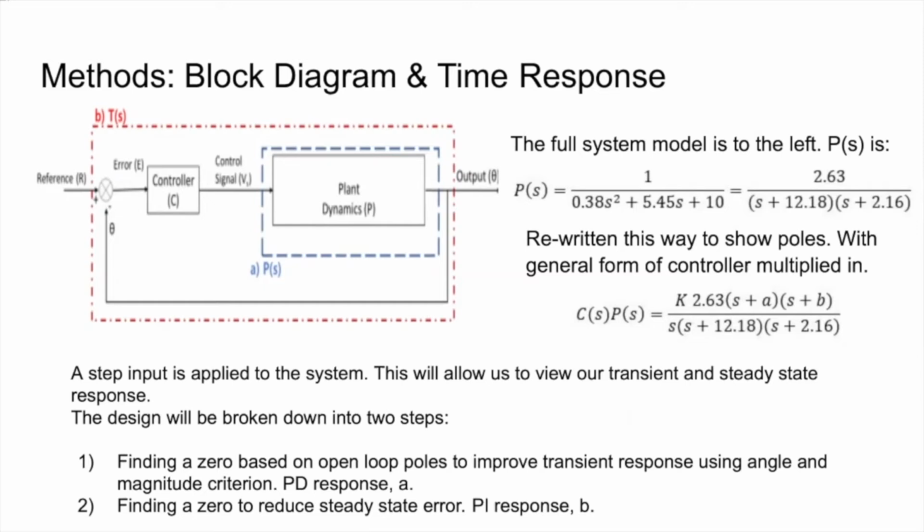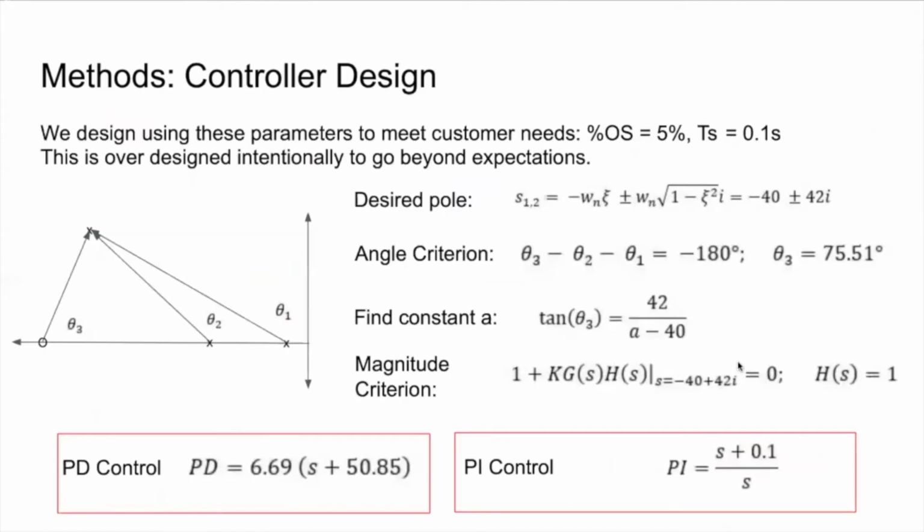The design breaks down into two pieces. A, finding a zero based on the open loop poles to improve transient response using the angle and magnitude criterion, the PD response. And B, finding a zero to reduce steady state error from the PI response. I'll take over from here and explain more about the controller design itself.